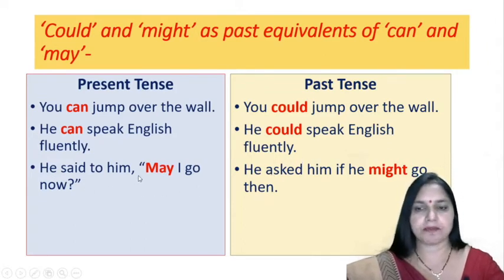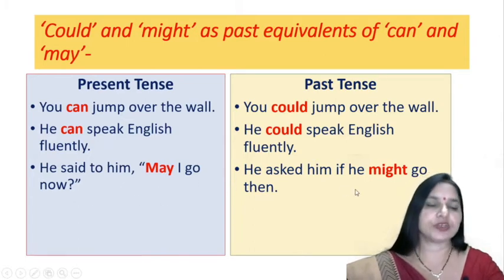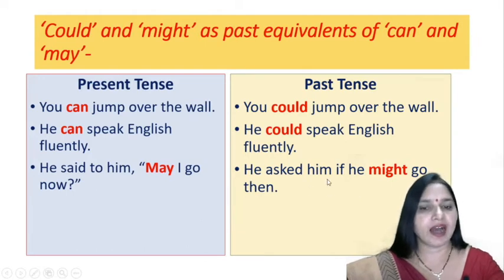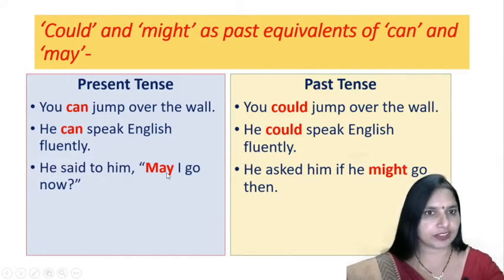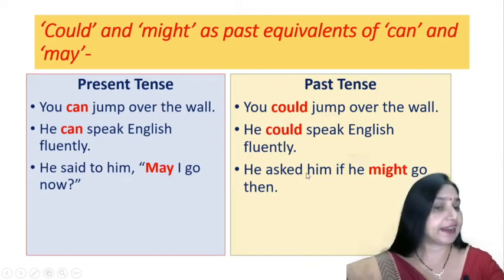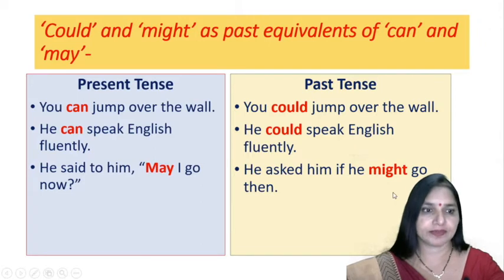He said to him, may I go now? This is a sentence in direct speech. When we change it to indirect speech, we say he asked him. The reporting verb is in the past tense, so we use might instead of may. May was used in the present tense, but when we change it into indirect speech, we use might as past equivalent of may.